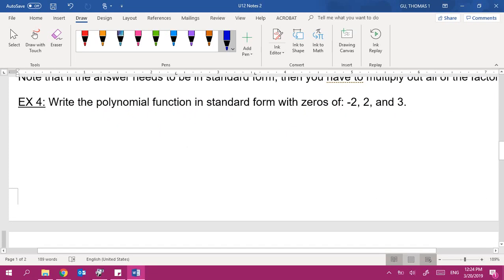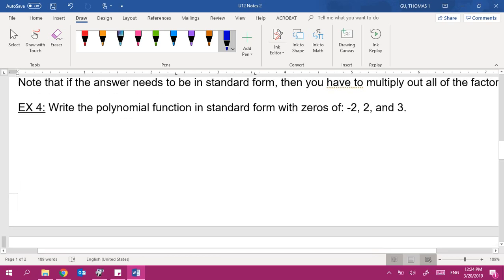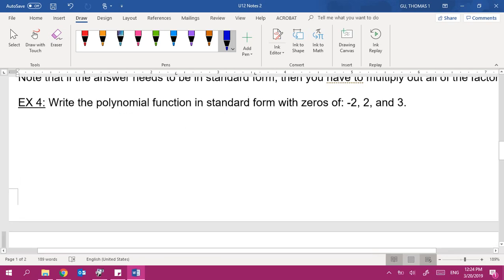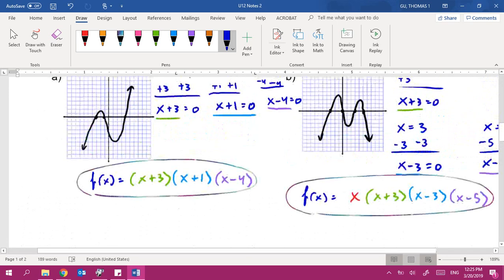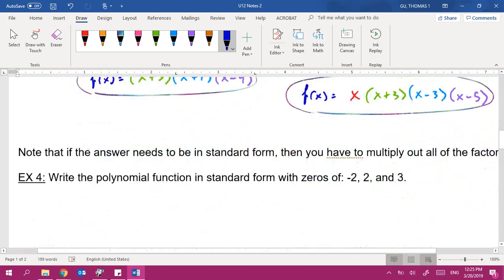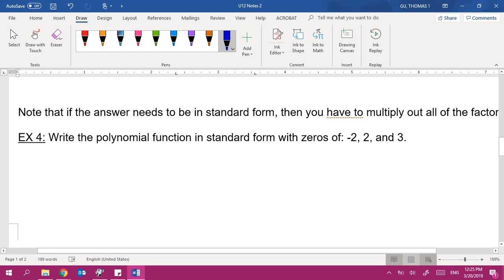Write the polynomial function in standard form with zeros of -2, 2, and 3. So it's almost the exact same as the problems we've been doing, but now at the very end, we're just going to go from factored form to standard form. Okay, so they give you 3 zeros. What can I write when they give you those zeros? Let's start with just writing the solutions, just like over here on the graphs, we started with x equals -3, x equals -1. What can I write with these zeros right here? X equals -2, x equals 2, and x equals 3.